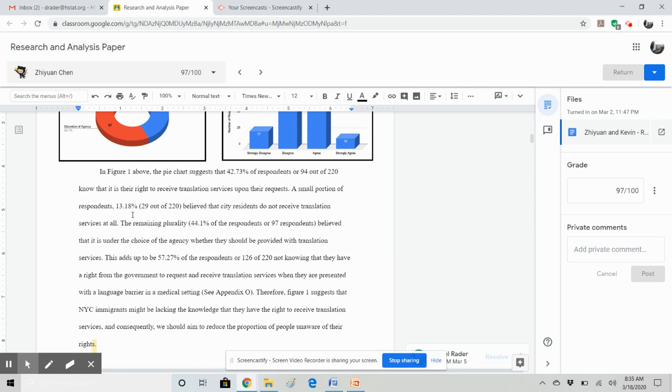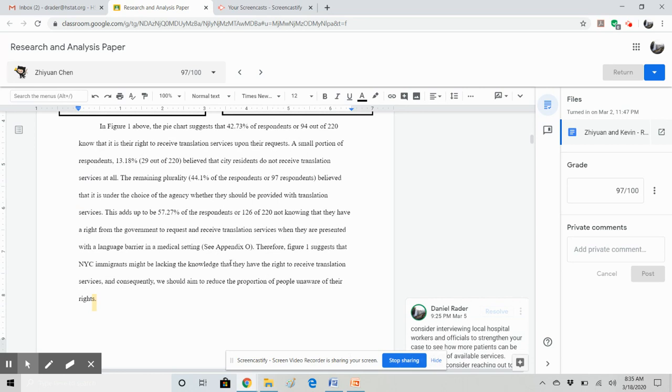Point out several things. Notice they're talking about percentages and numbers. They're including both, and they're referencing the appendix letters. It's very useful. Notice they're not using words like proves. So they're using words like suggests. They're not saying that they are lacking knowledge.